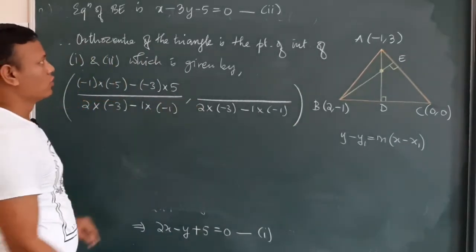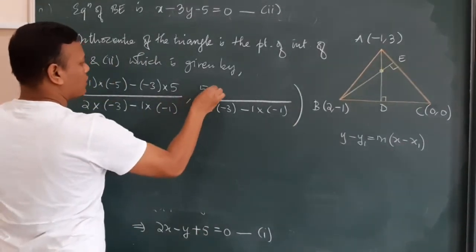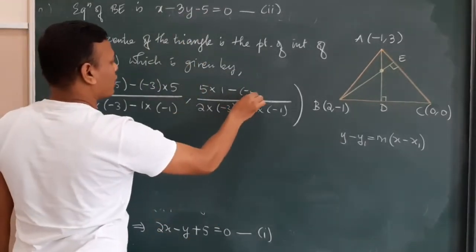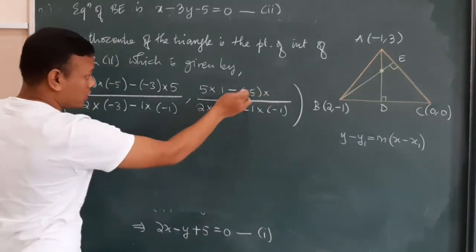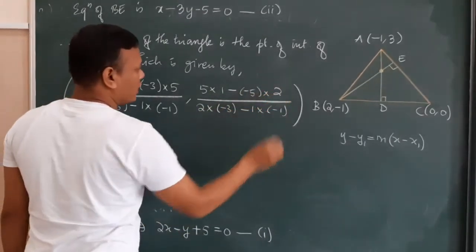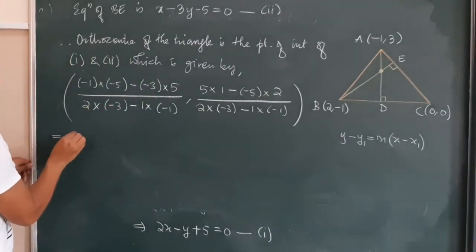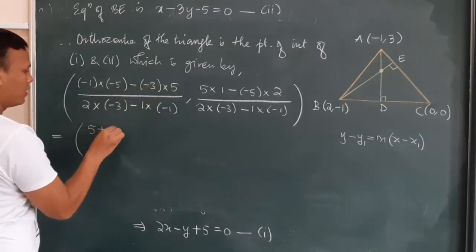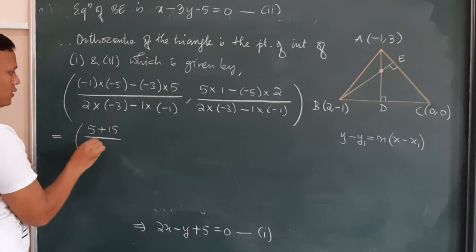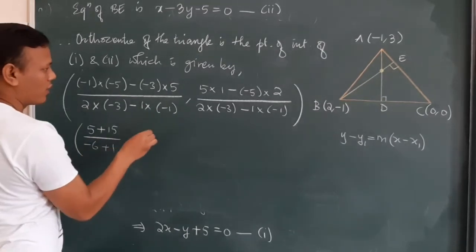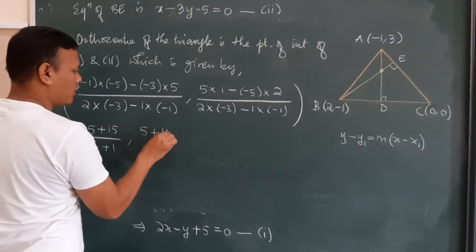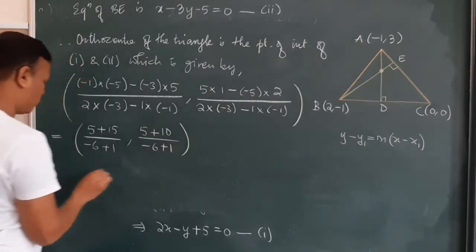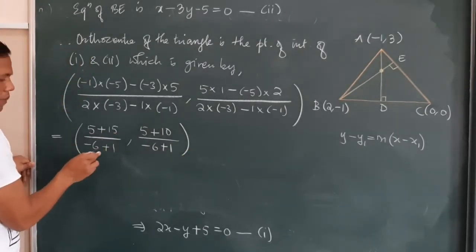Okay, so here C1 A2, so C1 is 5, minus A2, A2 is 1, minus C2, C2 is minus 5 into, I'm sorry, C2 into A1, A1 is 2, right? So let us evaluate this. So we have minus into minus is plus 5 plus 15, by this is minus 6 plus 1, comma this is 5 plus 10. So this is minus 6 plus 1 as usual. So this is equal to 20 minus 5, isn't it?